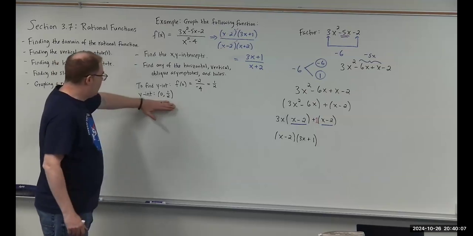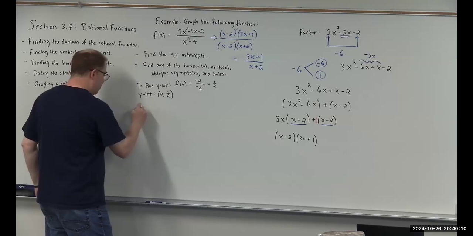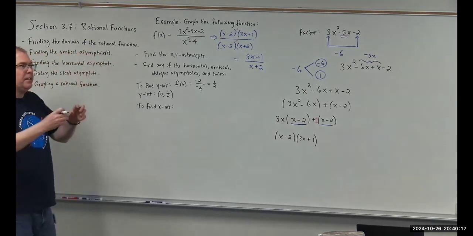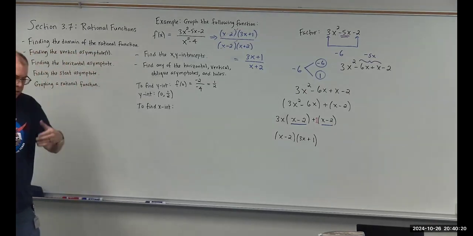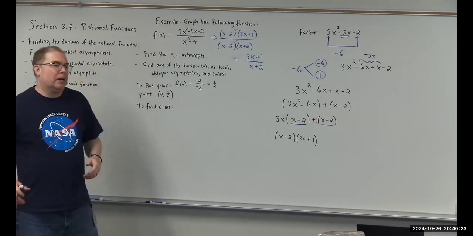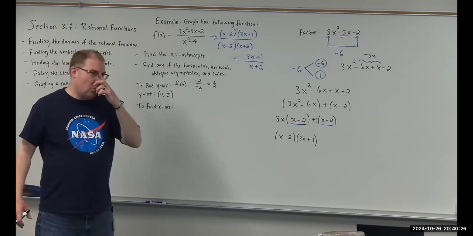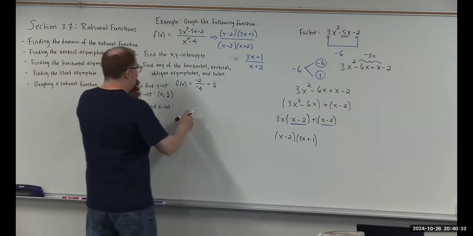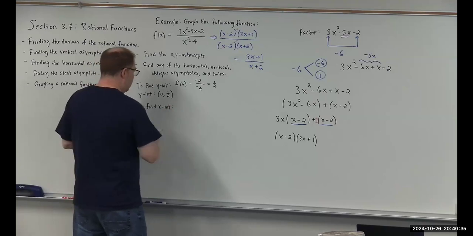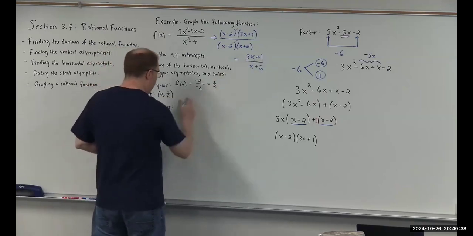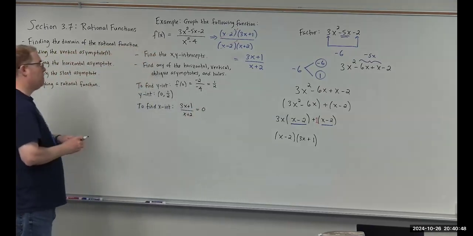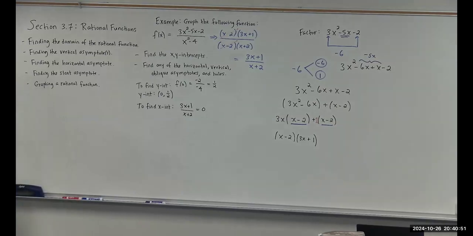All right, so now we need the x-intercept. The x-intercept is where the function crosses the x-axis. So we want to figure out what value of x will make y zero. So we set the function equal to 0. There's our reduced function. We set this equal to 0.